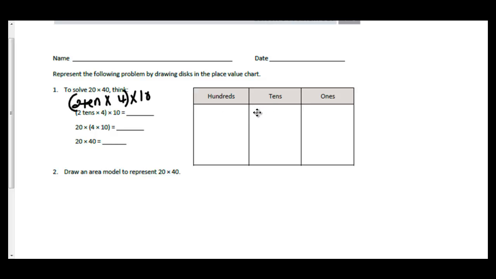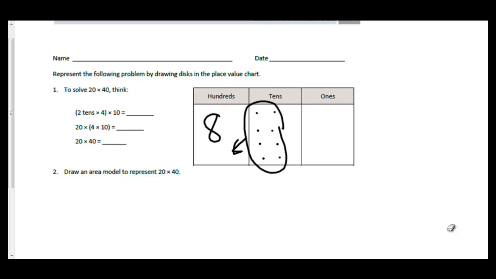So we can put these two together and say two tens times 4. So here's my two tens, and if I multiply that times 4, that's 2 times 4, which gives me 8 tens. Now I'm going to multiply all of that times 10. When I multiply something times 10, I move it to the left on a place value chart. So instead of 8 tens, now I have 8 hundreds. So 2 tens times 4 tens, 8 hundreds.